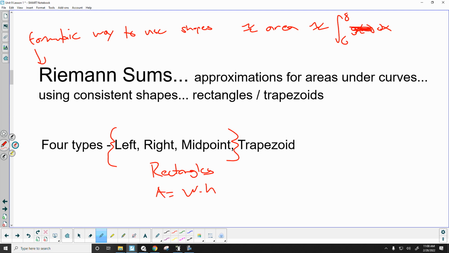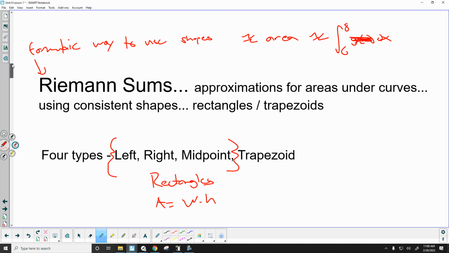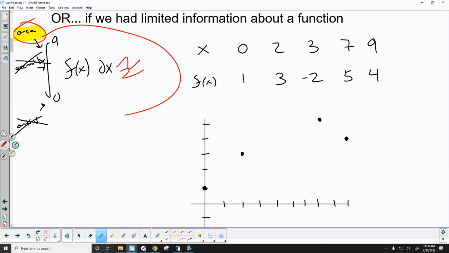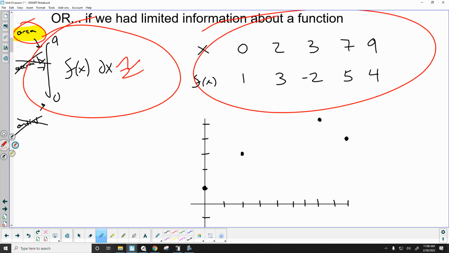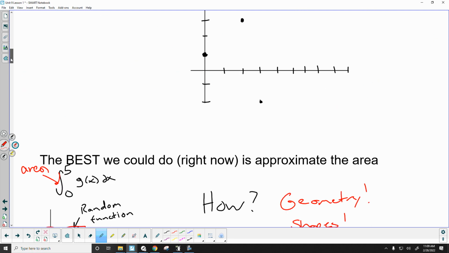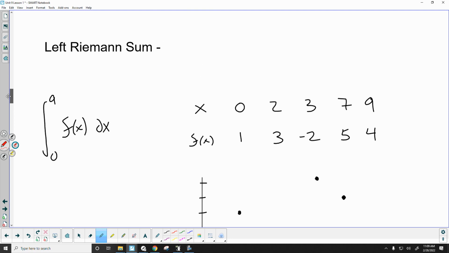Okay? We are going to start with the approximation of our second scenario, where I'm just given a table of information. Okay? Cool. And Riemann's going to tell you, hey, approximate this integral using 4 subintervals with widths indicated by the data. How about that? With widths indicated by the data.